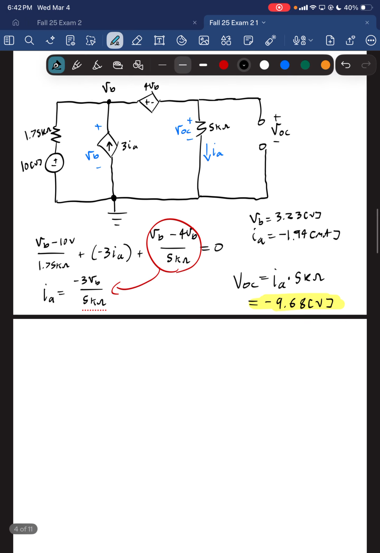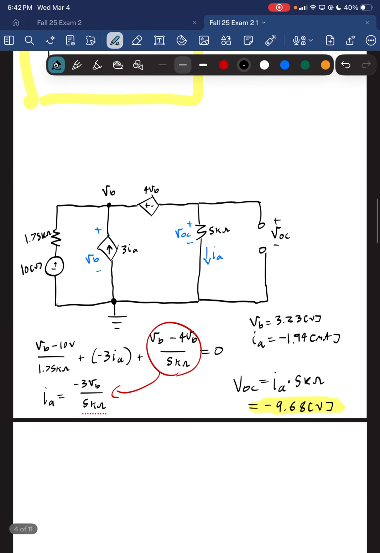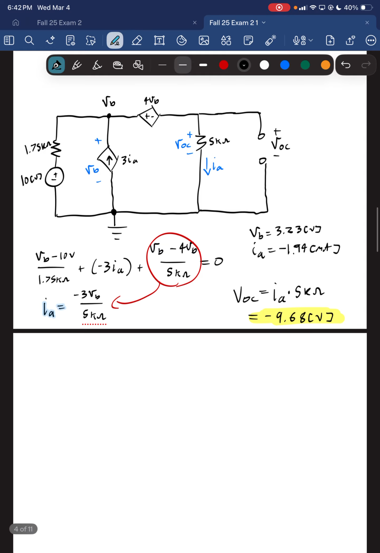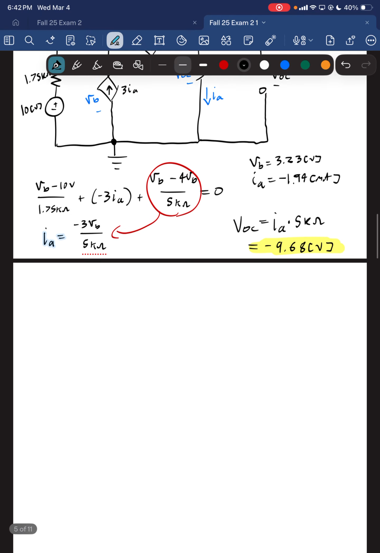Okay, now we need to find R Thevenin. And there's some dependent sources, unfortunately. So we are going to have to use everyone's favorite test source.